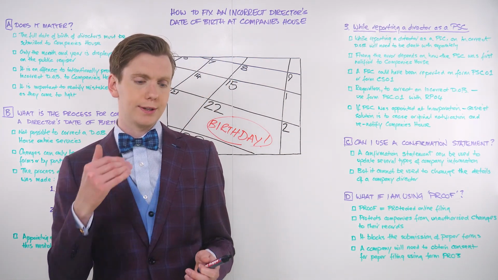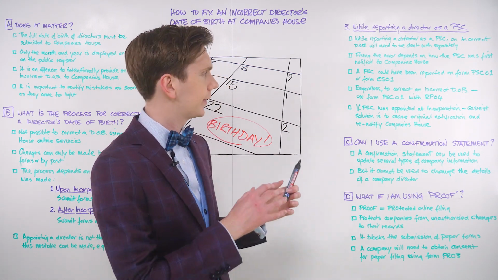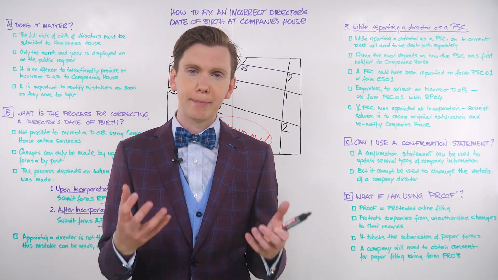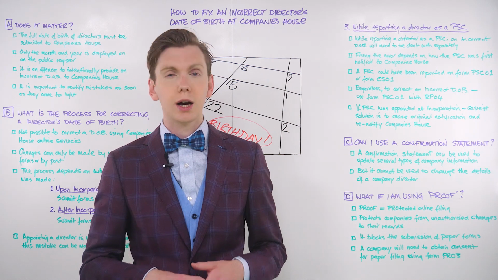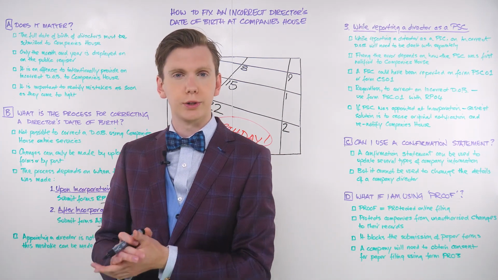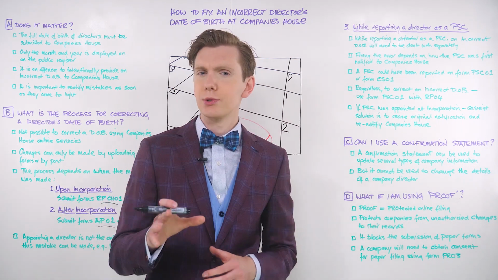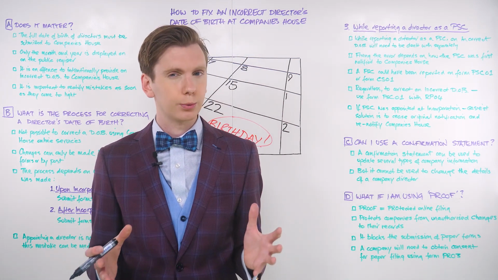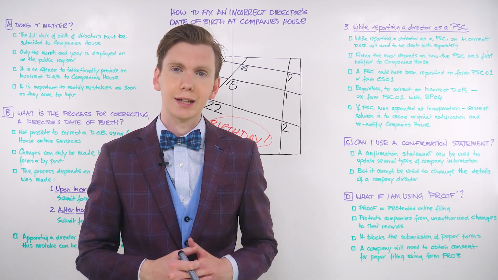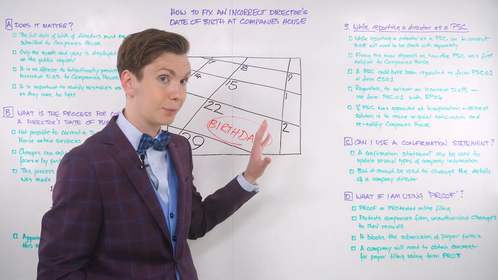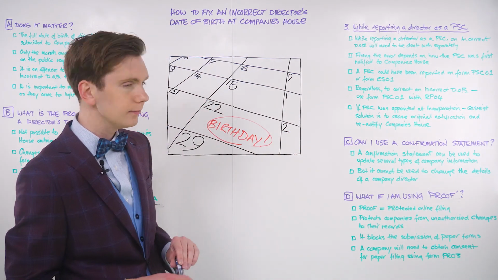If the PSC was appointed at incorporation, there's unfortunately no current mechanism in place to correct this, other than to go down the route of a court order. Now, because that route is so expensive and time-consuming, most companies simply choose to cease the original notification and re-notify Companies House of the PSC, this time with the correct information.